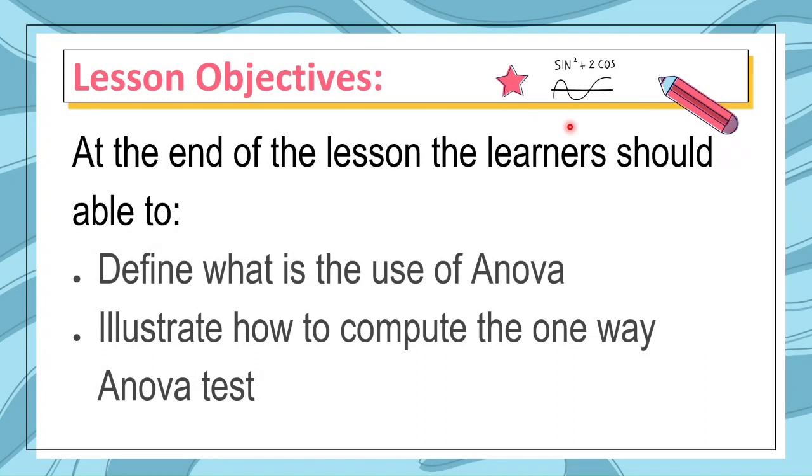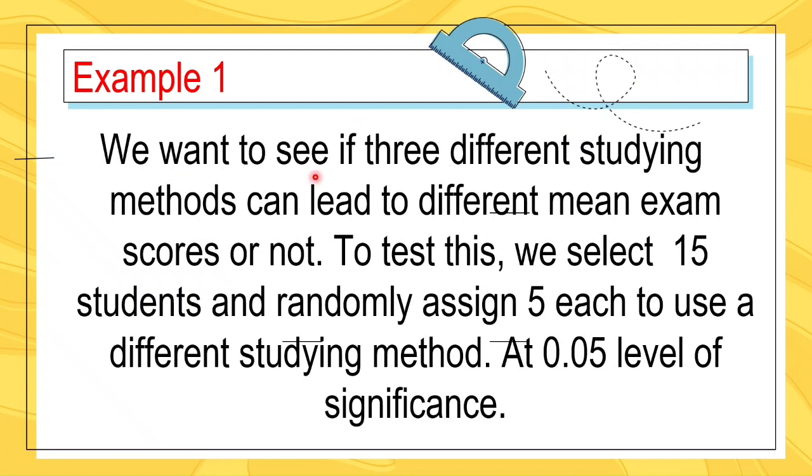So, example 1 here. We want to see if 3 different studying methods can lead to different mean exam scores or not. To test this, we select 15 students and randomly assign 5 each to use a different studying method, at 0.05 level of significance.